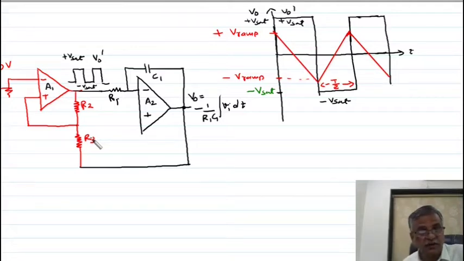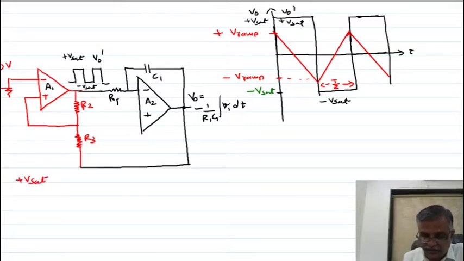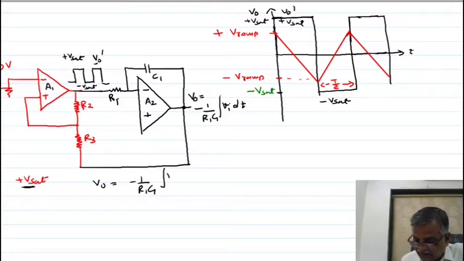Now let us see how the triangle wave is generated that I am discussing. Let us suppose initially the output of A1 is plus Vsat. It is positive. Initially VO dash is plus Vsat, this value. As a result, the equation of the output voltage of an integrator circuit I am writing here: this is minus 1 upon R1 C1 integration of Vsat into dt. This is a constant, so minus Vsat upon R1 C1 into time t. Integration of dt is time t.